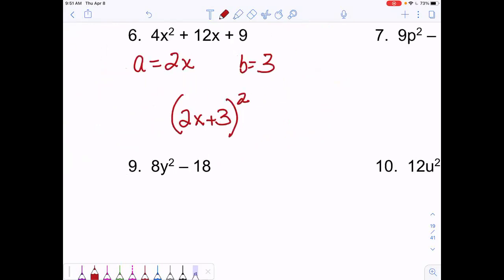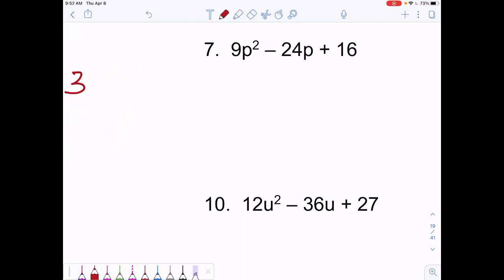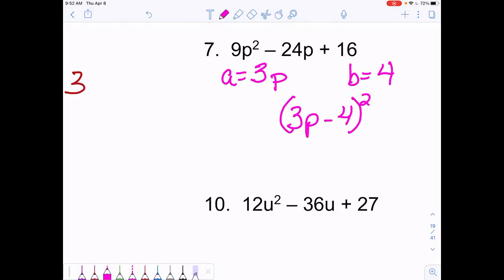So checking out number 7, again, first question, is there a GCF? And we're looking at 9, 24, and 16. So 9 is only 3 times 3. 3 can go into 24, but 16 cannot divide by 3. So there's no GCF. So Emma, since there's not a GCF, what is A and B? Good. So A is 3P, and then the B is 4. And Emma, what would that look like factored? Nice job. And then quantity, parentheses, squared.